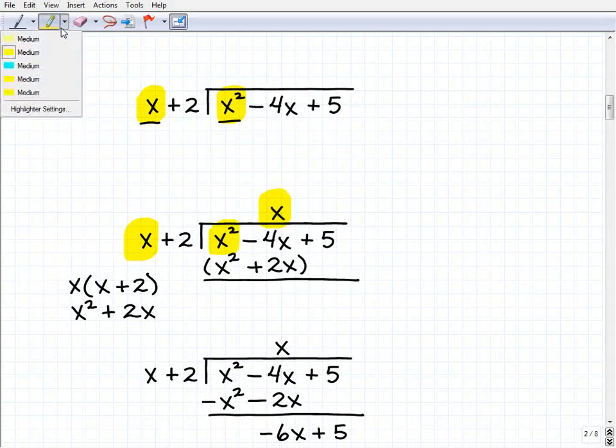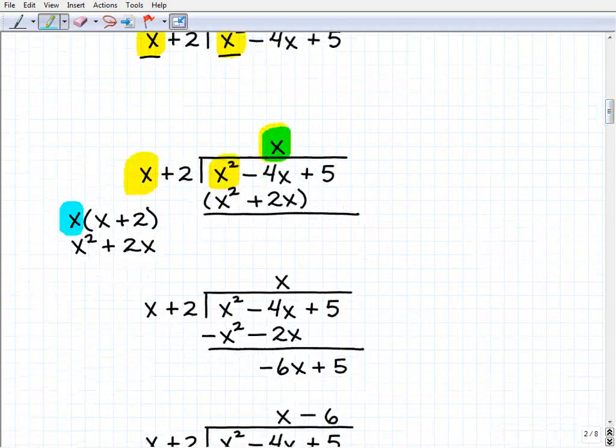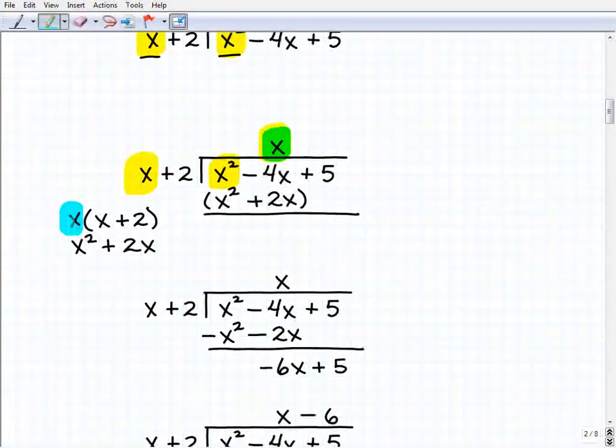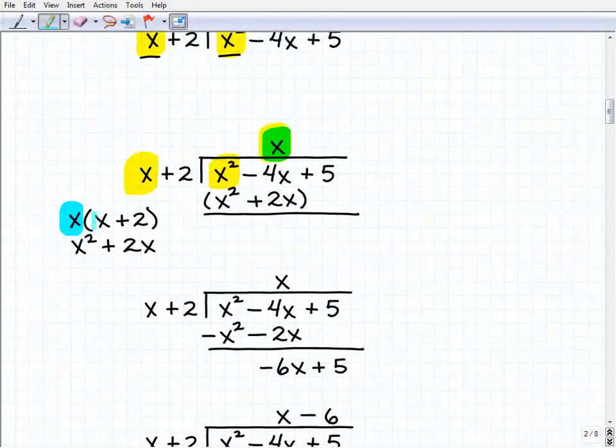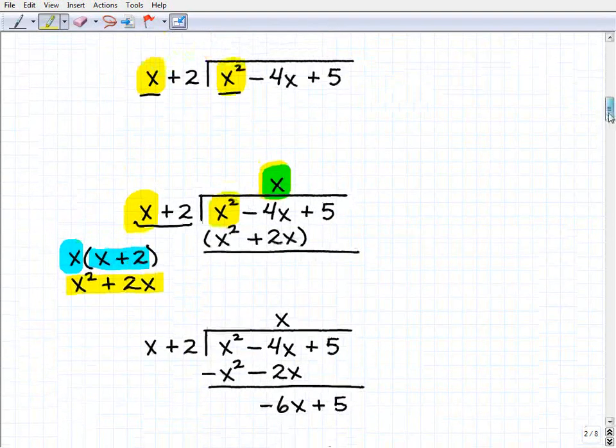So knowing that we need to multiply by x, here's what we're going to do. We're going to take that x, that's what we need to multiply to get x squared, and we're going to multiply by the entire divisor, which is x plus 2, this entire part right here. So x is what we needed to get to x squared, so let's multiply it by x plus 2, the entire divisor, and we get x squared plus 2x. Let's just make sure you understand what just happened here.